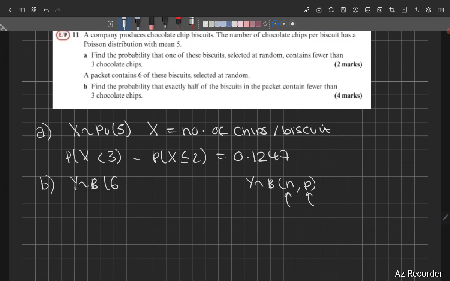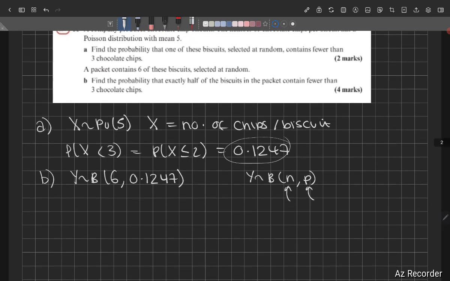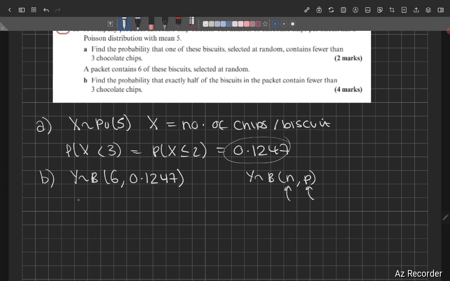Find the probability that exactly half of the biscuits in the packet contain fewer than 3 chocolate chips. If you notice, the first part of this question was about biscuits that contain fewer than 3 chocolate chips. We got the probability 0.1247, and we can use this in our binomial. And then it's just a standard, what's the probability of Y equalling 3, because it says exactly half, so half of 6 is 3. And if we plug this into our calculator, we get 0.02598, which is equal to 0.0260.